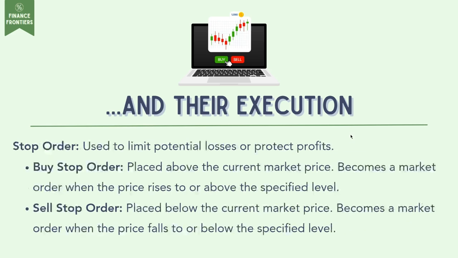Okay, now we have the stop order, which is used to limit potential losses or protect profits. So again, the stop order can be divided into the buy stop order and the sell stop order. The buy stop order is placed above the current market price. It becomes a market order when the price rises to or above the specified level. So basically this ensures that you don't end up buying your stock at a price that is higher than what the current price is, because then obviously you're paying more than you would want to.